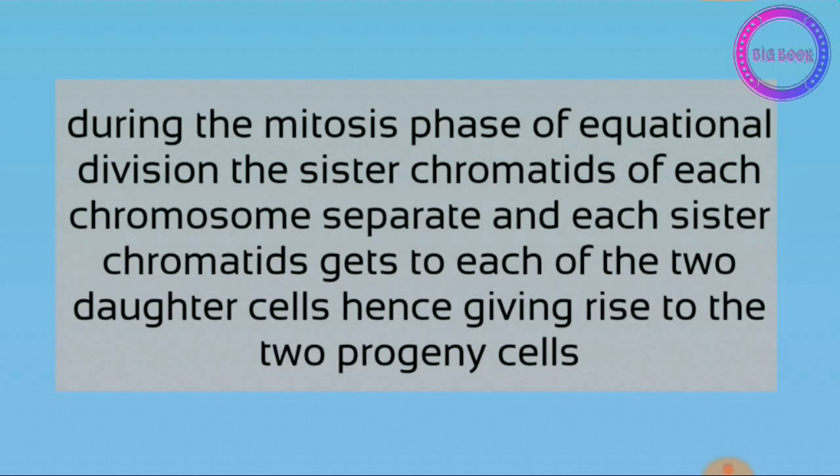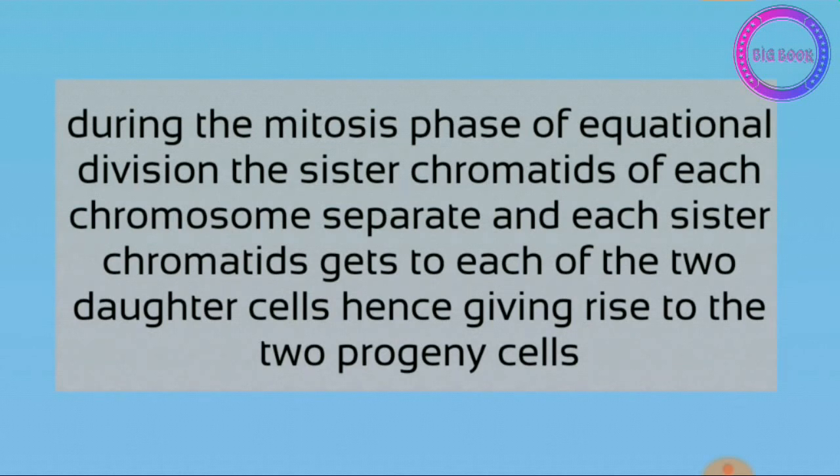This one you people know very well. Here the equational division of the genetic material is going to take place, where out of the sister chromatids, one sister chromatid moves to one progeny cell and the other sister chromatid is going to move to the other progeny cell, each having the 2n number of chromosomes in them.